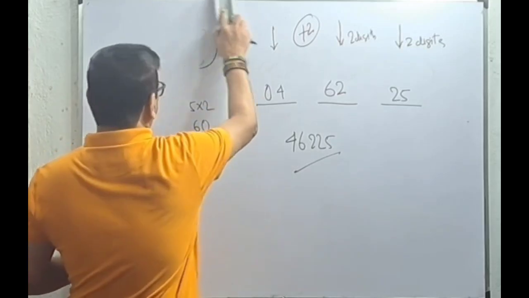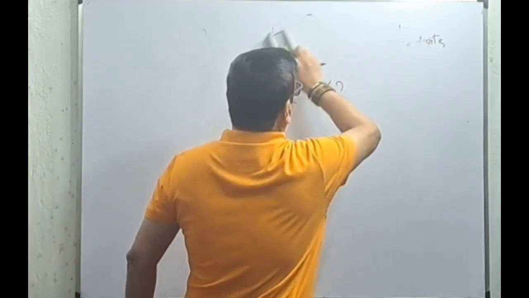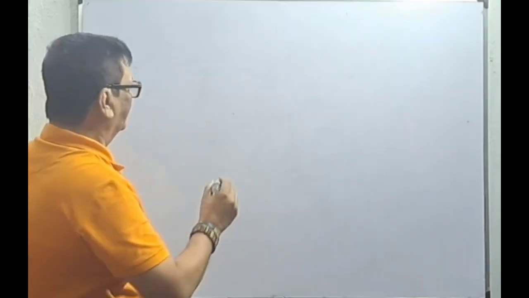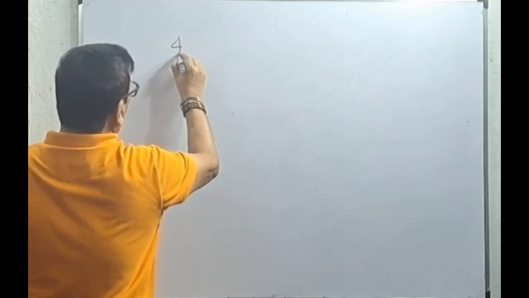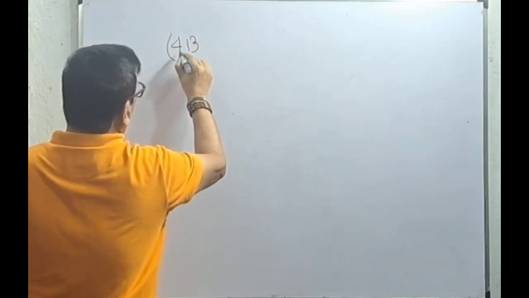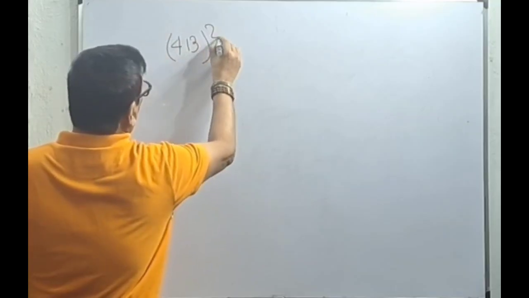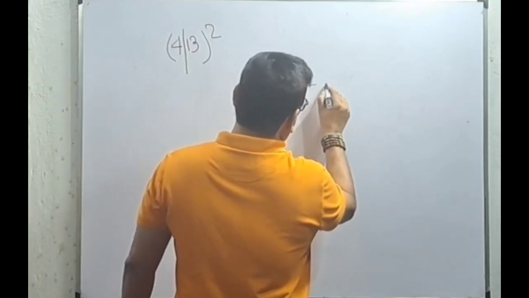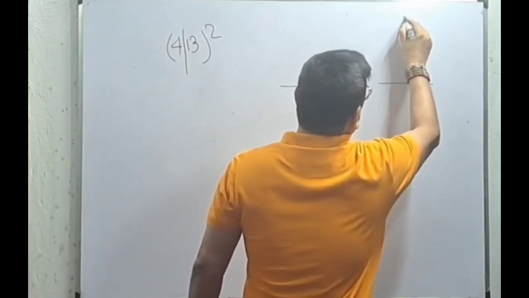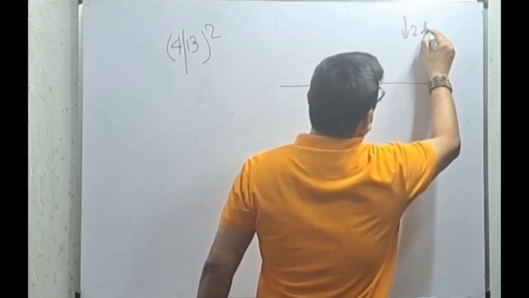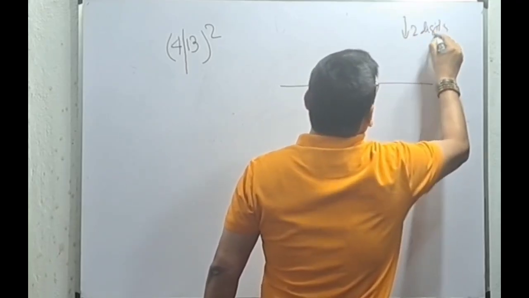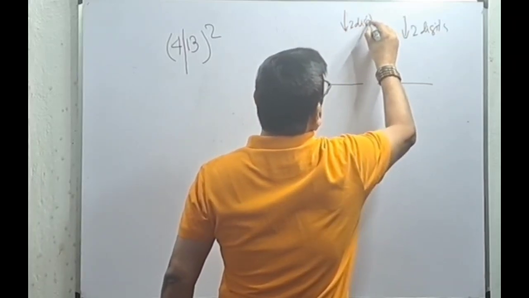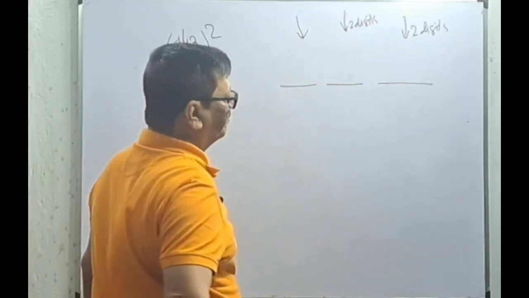So the third example. So we take up a third example. 413 squared. So we divide into 2 parts, right? Like this. And write 3 lines. This place can have 2 digits. This place can have 2 digits and multiple digits here, right?